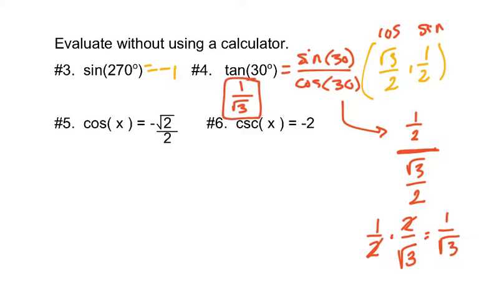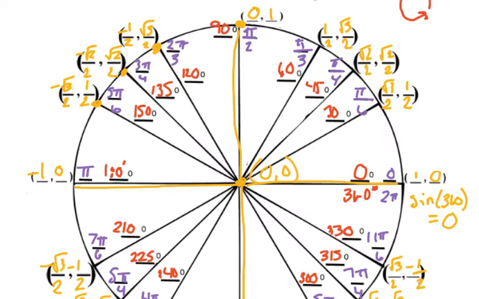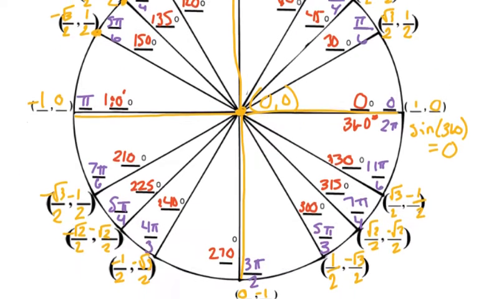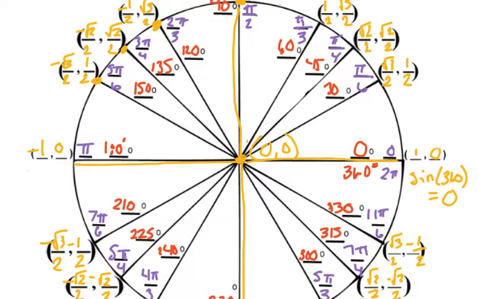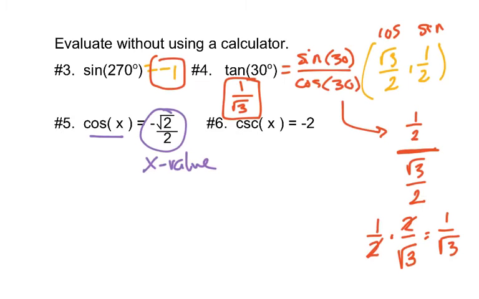Again, that would have been given as a weird decimal, so instead we want to use the unit circle. The next one asks us backwards: if cosine is negative square root of 2 over 2, meaning the x value, what degrees might you have? An x value of negative square root of 2 over 2 is this one here and this one here. So we're going to say 135 or 225.